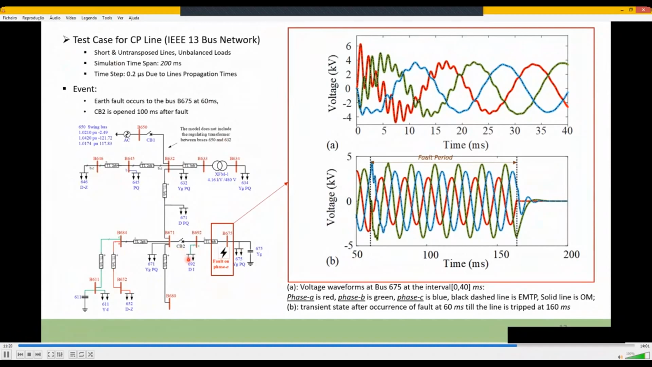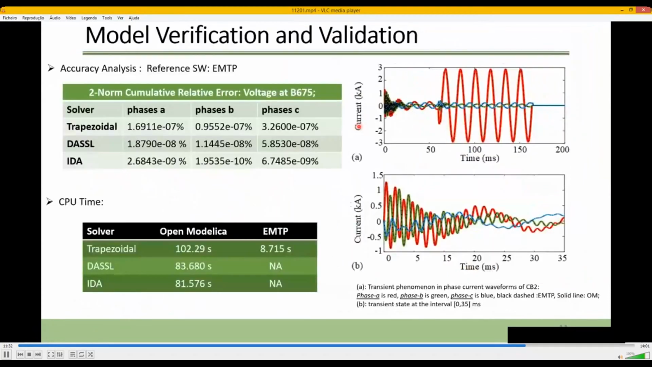Let's observe the voltage curves compared with EMTP. As you can see on the right side, the Modelica curves stick to the EMTP bounds in this case as well. On the right side of this slide, the currents passing through the CB2 are compared. We see the same results here.